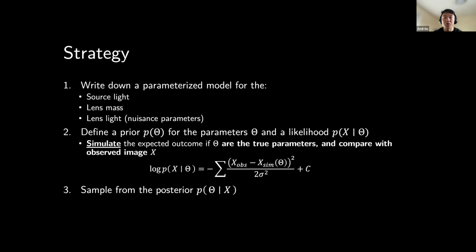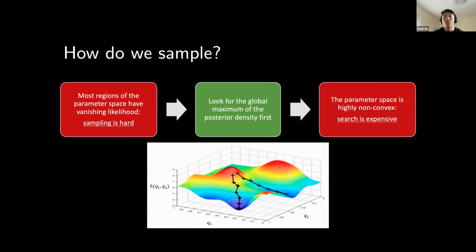So once we've written down a physical and a probabilistic model, we're pretty much ready to sample from the posterior, which seems simple enough. The problem is this: when we start looking at how to sample, we're faced with a number of hard problems. The main one is that most regions of a high dimensional parameter space have a vanishing likelihood. So if we use some out-of-the-box Monte Carlo sampler like MCMC, we're likely to waste a lot of time in regions of the parameter space that we really shouldn't be looking at because they have vanishing likelihood. Our solution, an approach first introduced to us by another open source package called Lenstronomy, is that we essentially look for the global maximum of the posterior density first.